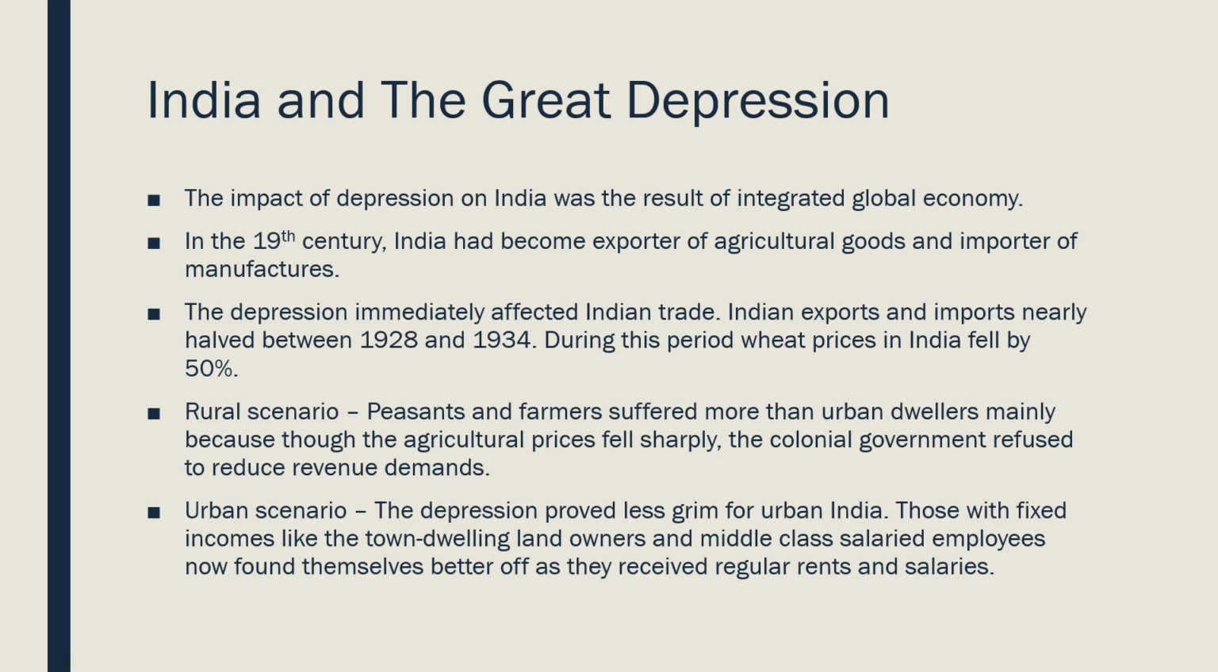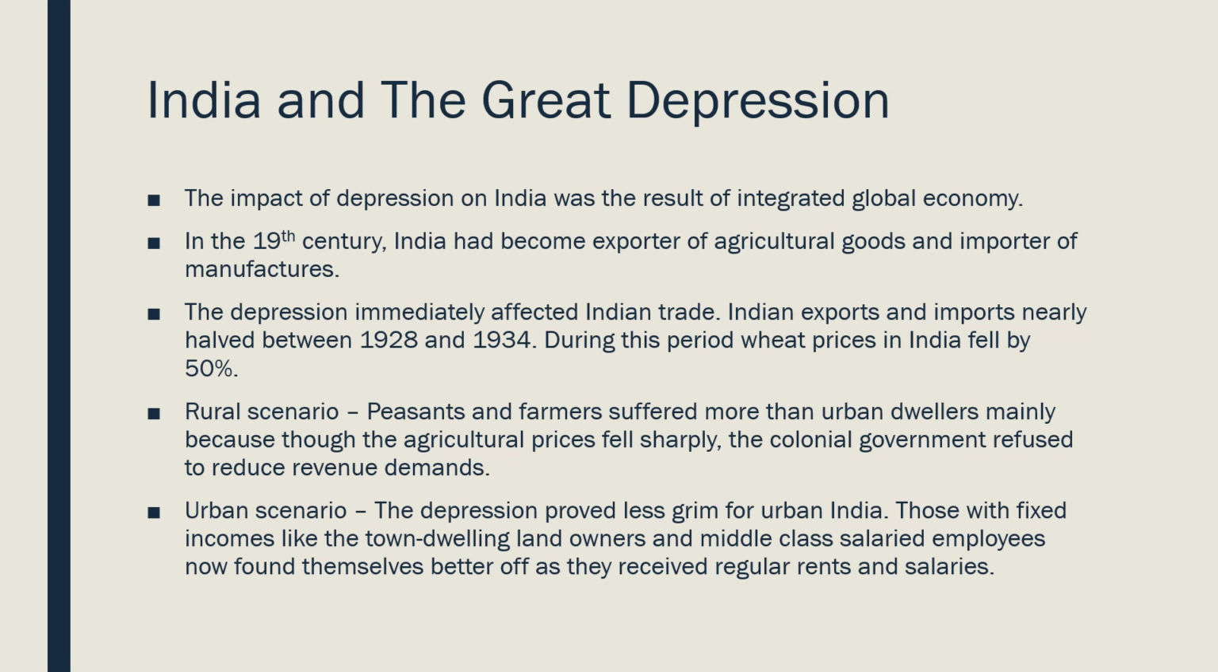In the 19th century, India had become an exporter of agriculture goods and an importer of manufactures. The Great Depression affected Indian trade also. Indian exports and imports nearly halved between 1928 and 1934. During this period, wheat prices fell sharply, by almost 50%.